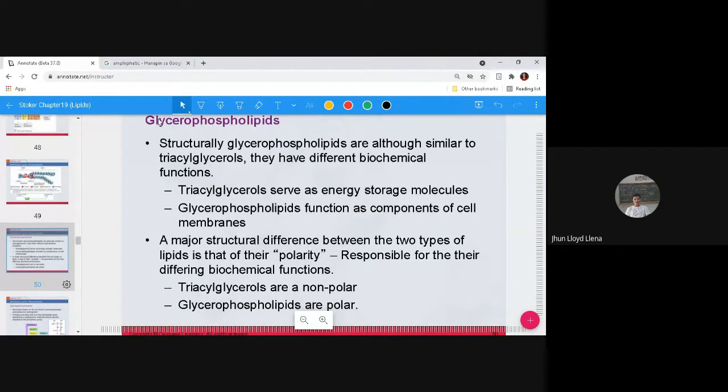Glycerophospholipids. Structurally, glycerophospholipids, although similar to triacylglycerols, have different biochemical functions. Triacylglycerol serves as energy storage molecules. Glycerophospholipids function as components of the cell membrane.